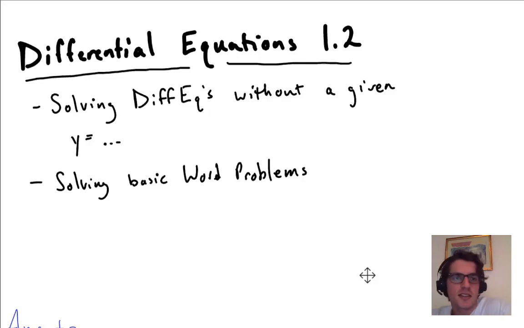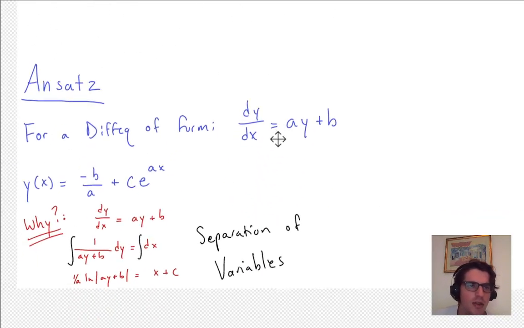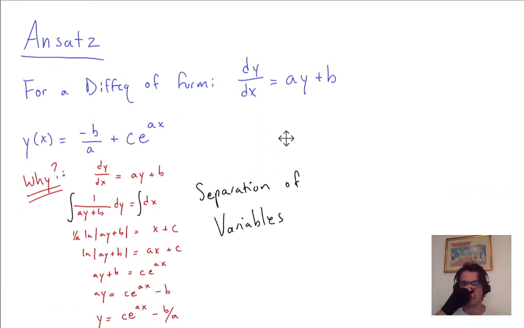All right, this next section of differential equations, we're going to be solving differential equations without a given y equals, or differential equation, and we're going to be doing some basic word problems. Once again, I'm just going to be talking through how I'm solving these problems as I'm doing them.